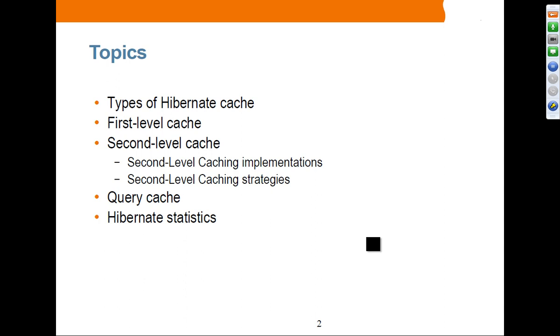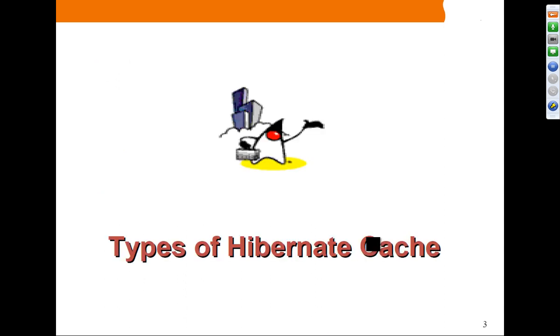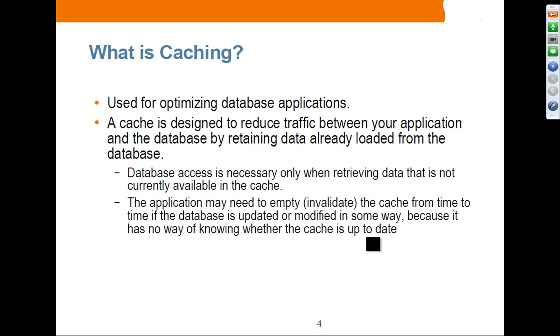So here we're going to talk about the types of Hibernate cache, and in fact we're going to look into three different types of cache: first level cache, second level cache, and query cache. And later on we're going to also see how we can get statistical data, including these cache statistics. Okay. So types of Hibernate cache.